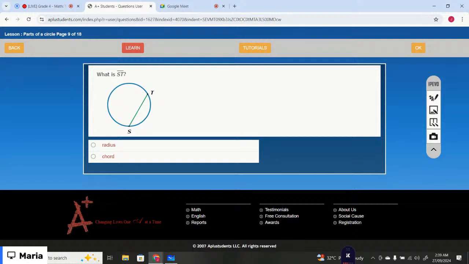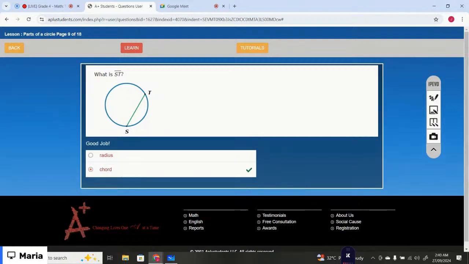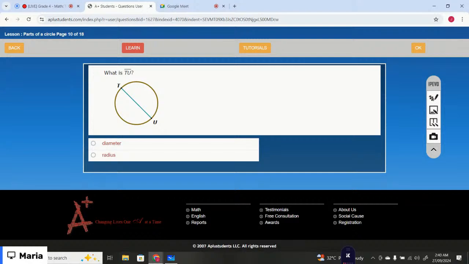What is ST, which is the correct option? Chord it is. Option number 2 is the correct option. That's a chord. What is TU, which is the correct option? The correct option is diameter it is, right? Okay, you can complete the lesson by yourself later today.